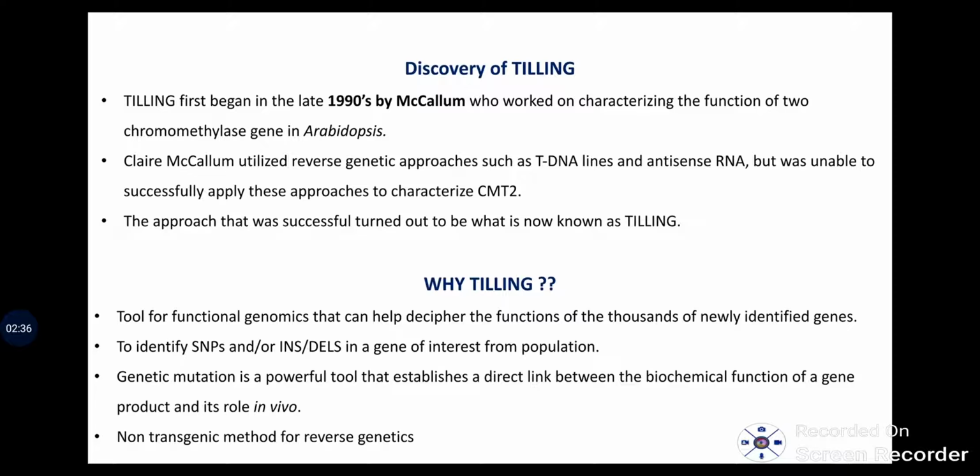We'll see some of the historical aspects of TILLING. TILLING was first approached in the 1990s by McCallum, who worked on characterizing the functions of two chromomethylase genes in Arabidopsis. He utilized technologies like T-DNA lines and antisense RNAs but was unable to successfully apply these approaches to characterize CMT2, that is a gene. The approach that successfully turned out to be what is known as TILLING.